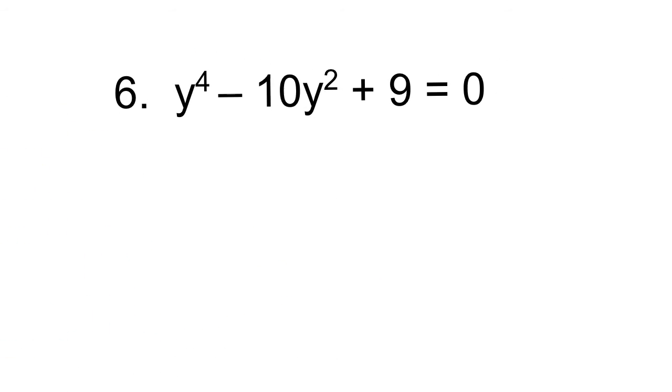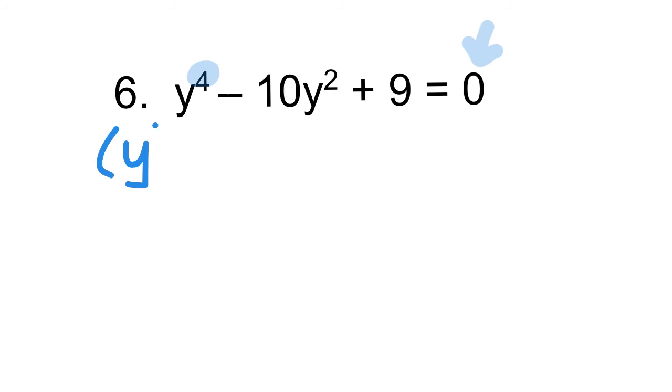On number 6, notice what's different. Oh, that could be a hint to how many solutions we'll have. Well, this is already equal to 0. So what we'll do now is we'll factor it. Since the coefficient is 1, that'll make our job easier.